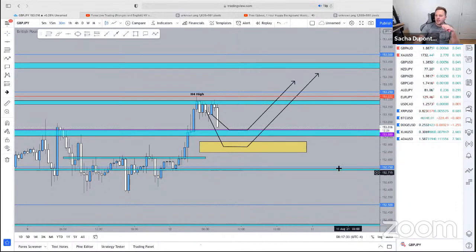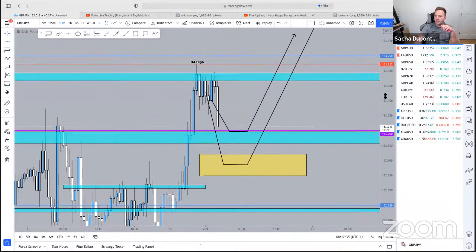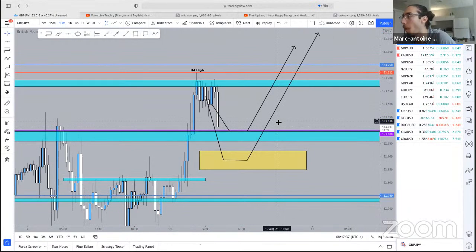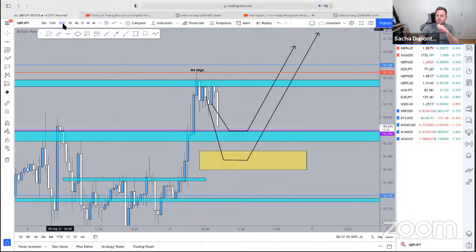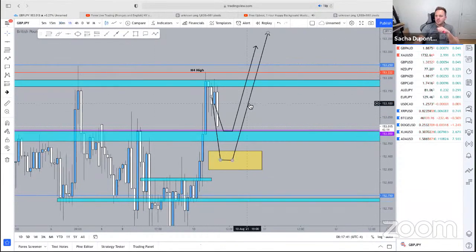So you see, this is how you need to be patient. This is a perfect example. People are getting excited here. I know there's people who got buys around here. We also have someone in our group, I think.